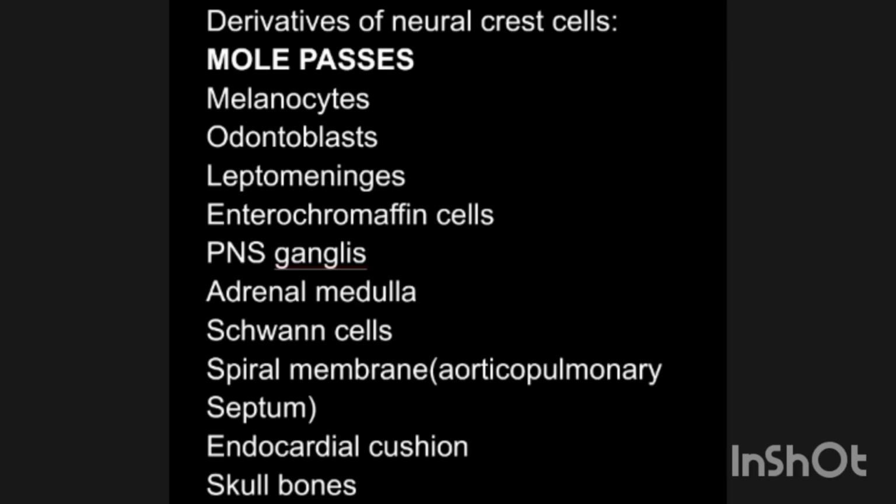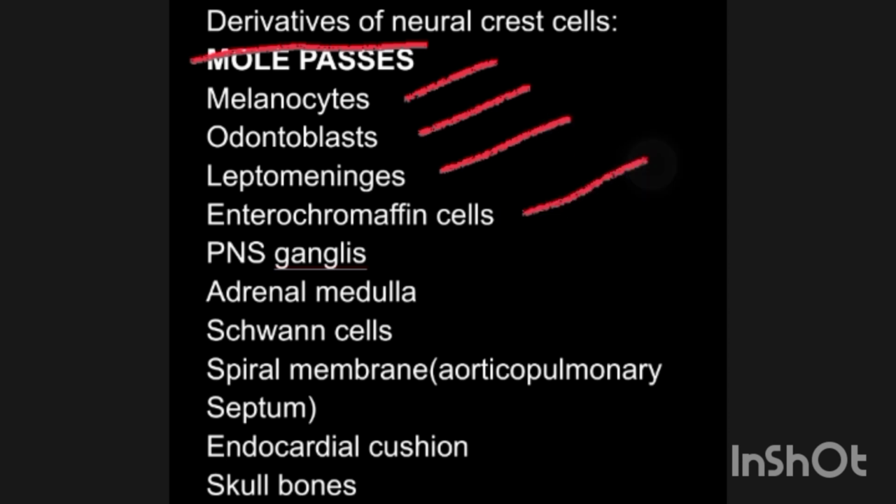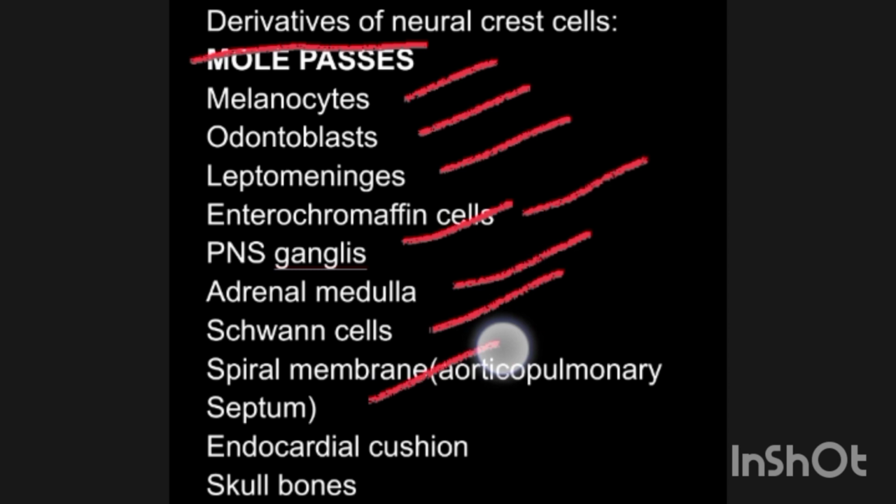Now let us see derivatives of neural crest cells. Here the mnemonic is mole passes. M for melanocytes, O for odontoblast, L for leptomeninges, that is arachnoid and pia mater, E for enterochromaffin cells, P for PNS ganglia, A for adrenal medulla, S for Schwann cells, S for spiral membrane, aorticopulmonary septum, E for endocardial cushion, and S for skull bones.